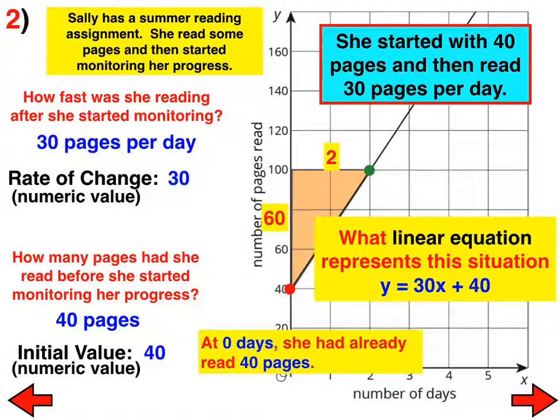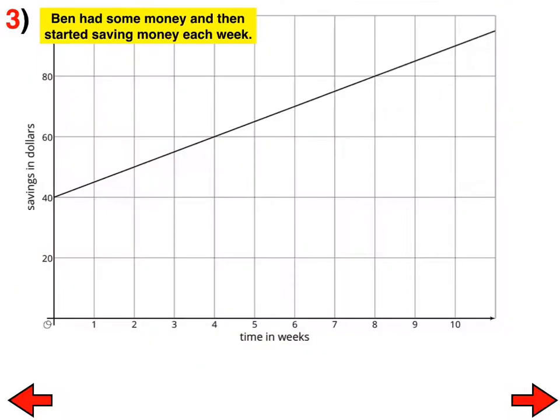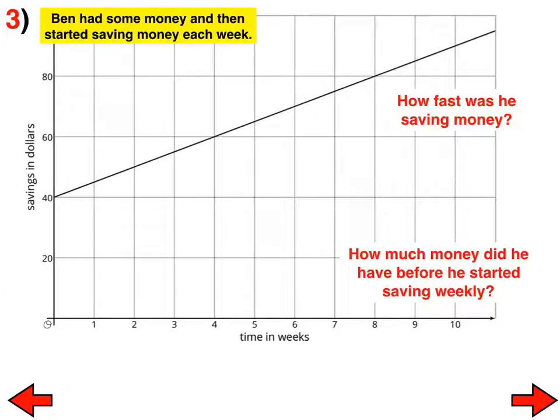All right, everybody do number 3. All the parts, please. Number 3 says Ben had some money and then started saving money each week. How fast was he saving his money? And how much money did he have before he started saving weekly? Those are the two main ideas. So I can see from the graph that he had $40 before he actually started saving each week. So that's the answer to that part.